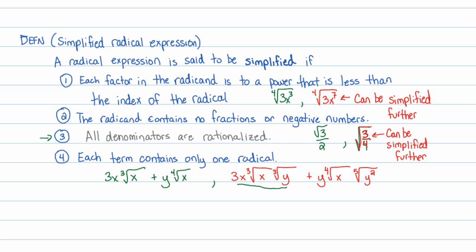Third thing, and I have this grayed out because I don't really adhere to it, but all denominators must be rationalized. And then finally, each term contains only one radical. So in other words, you do not have the square root or cube root of x times the cube root of y. You glue them together.